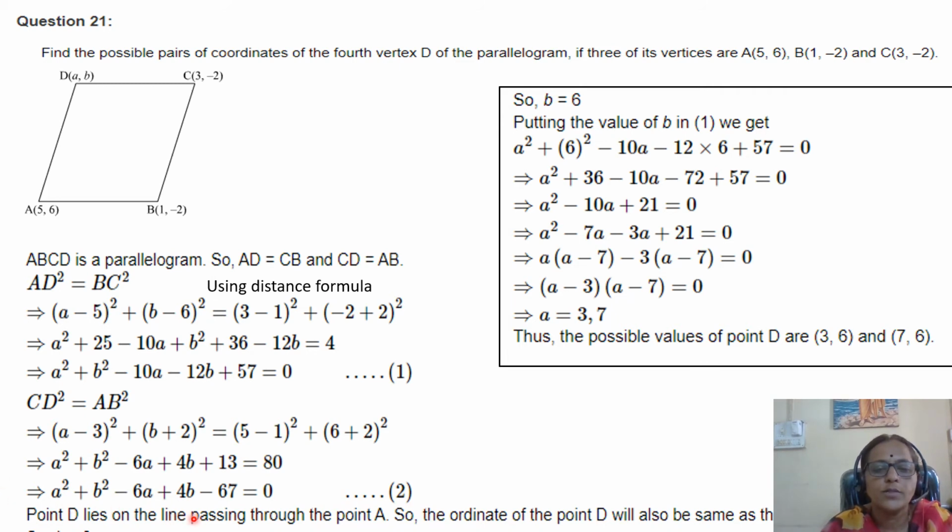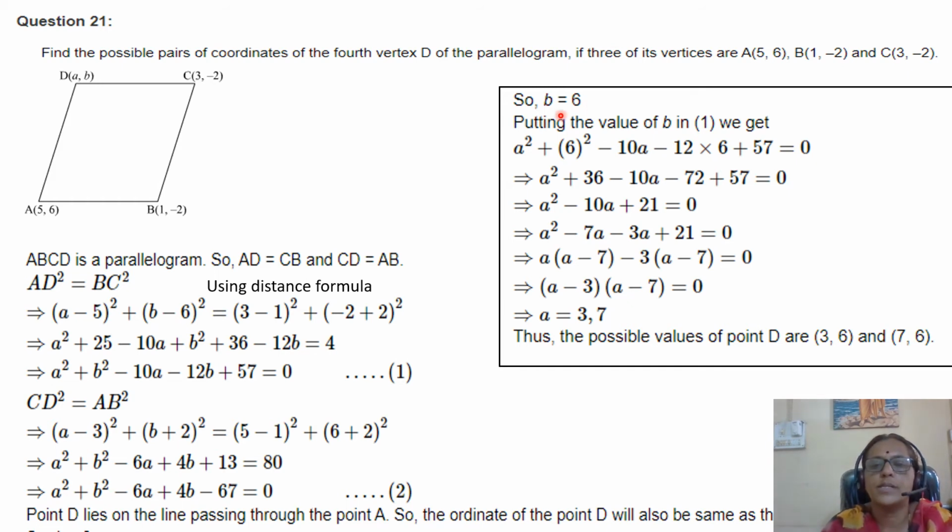So point D lies on the line passing through A. So coordinate of point D: this y coordinate is same. So b is 6. Here b is 6. The y coordinate is 6. So here also the y coordinate, that is b, has value 6. Therefore, this ordinate is same.